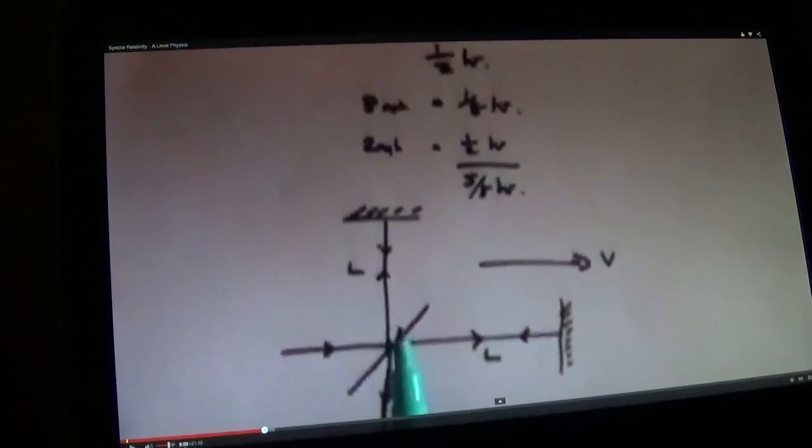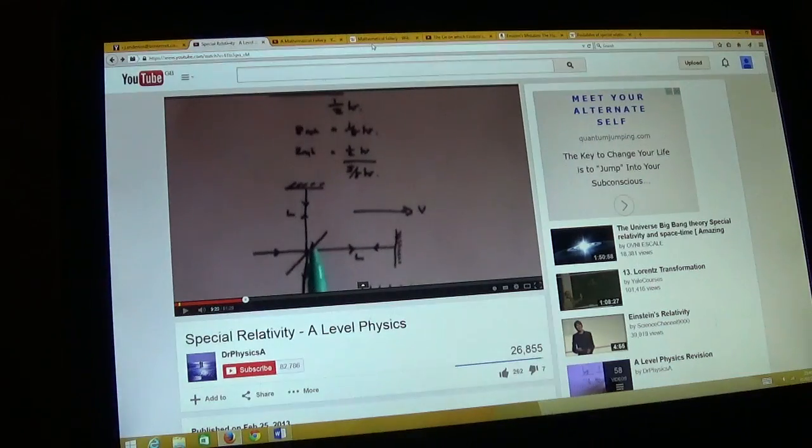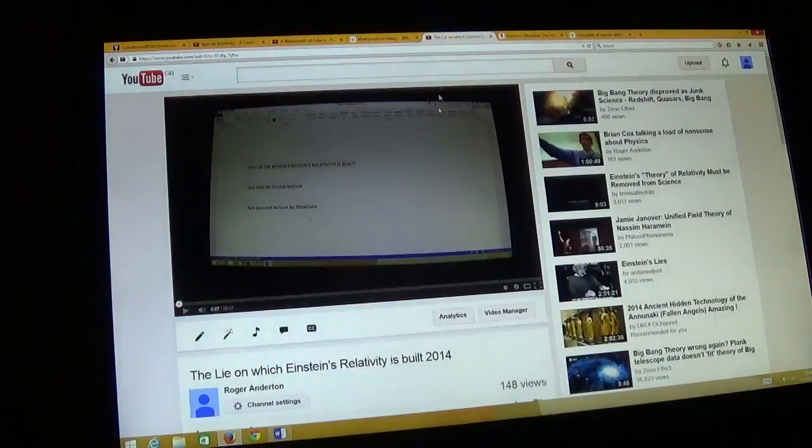That's right, and that is false, as pointed out in my video here. False claims are being made about the Michelson-Morley experiment.